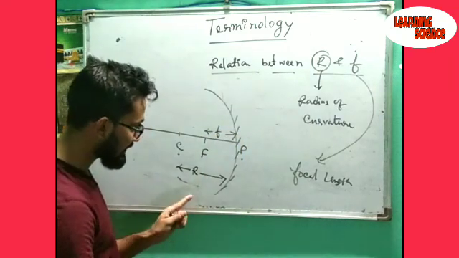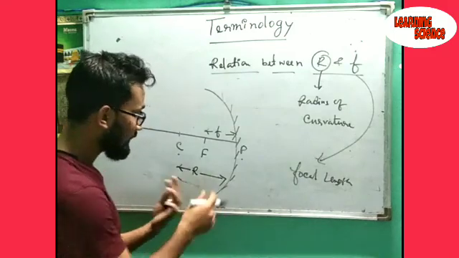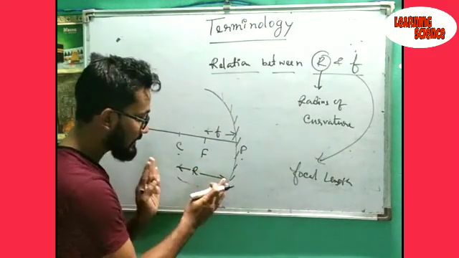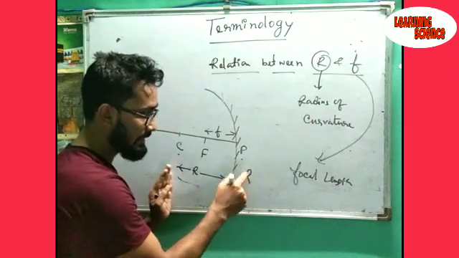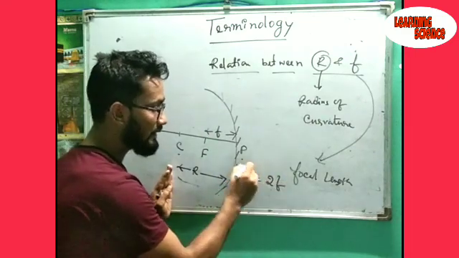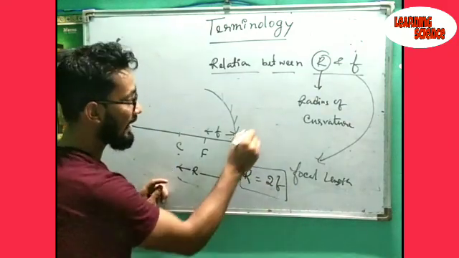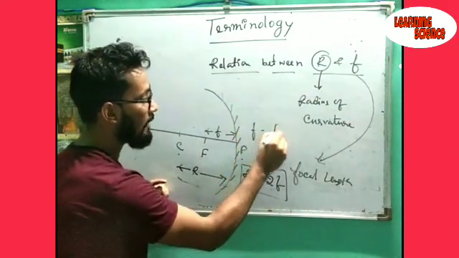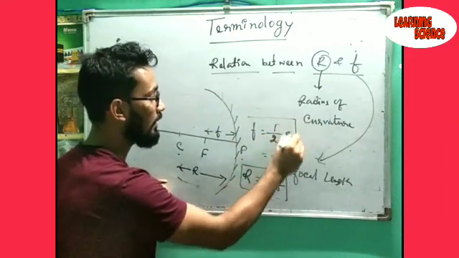Clearly from this we can derive the relation. The relation is what? R is double of F. This is the relation: the radius of curvature is twice the focal length. And F is what? F is half of R, that is, R by 2.